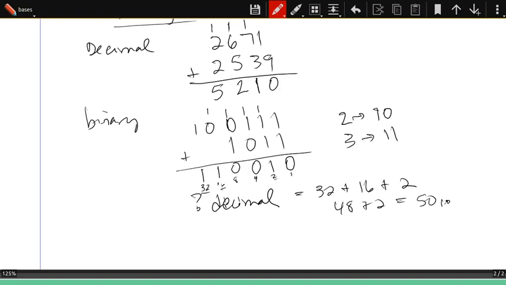So that's it. That's all that we're going to cover in this lesson. All there's left to do now is to practice. And before you know it, you'll be a whiz at converting between bases.